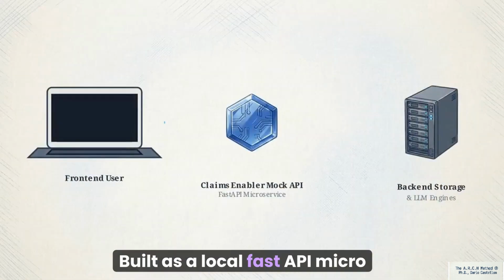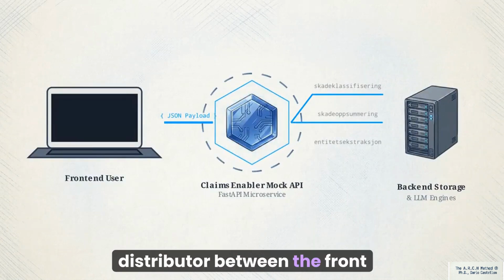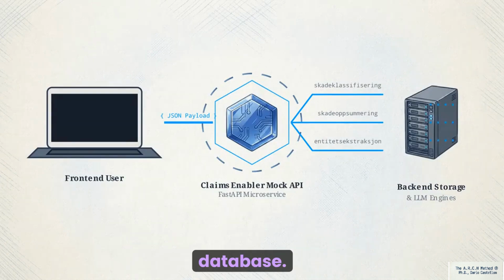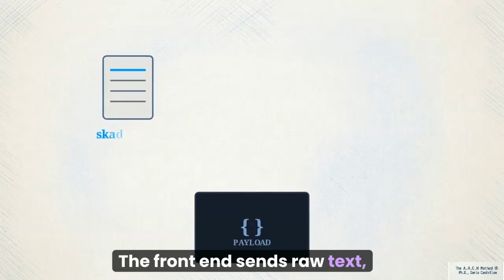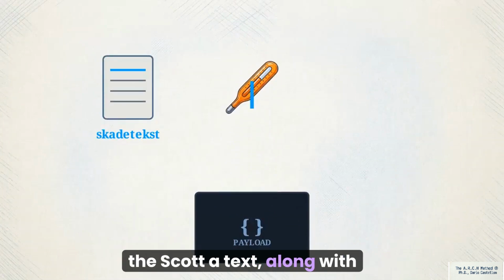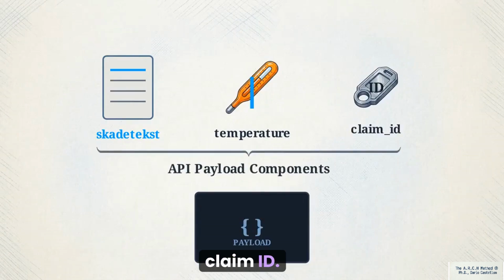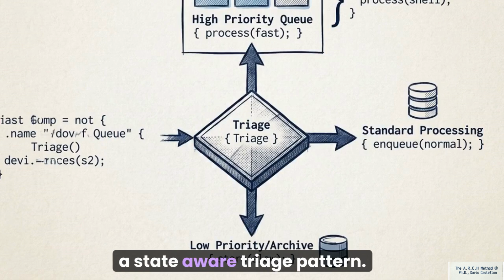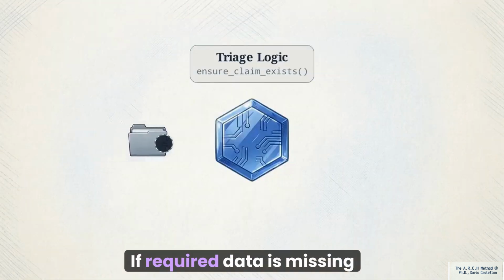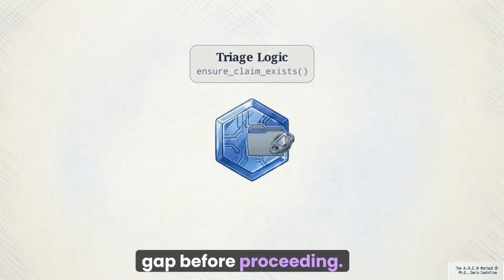Built as a local, fast API microservice, it acts as an intelligent load distributor between the front-end user and the back-end database. The incoming payload is minimal. The front end sends raw text, the SCADA text, along with an LLM temperature control, and occasionally an existing claim ID. This architecture survives unpredictable input through a state-aware triage pattern. If required data is missing from the payload, the system actively heals the gap before proceeding.